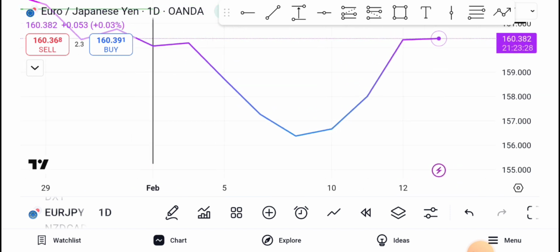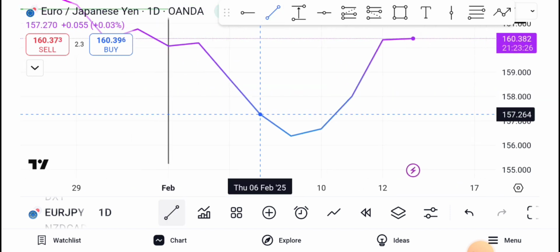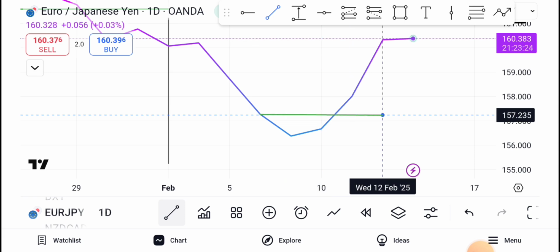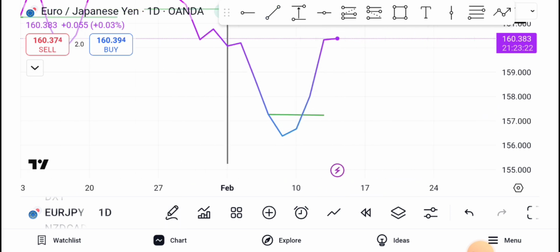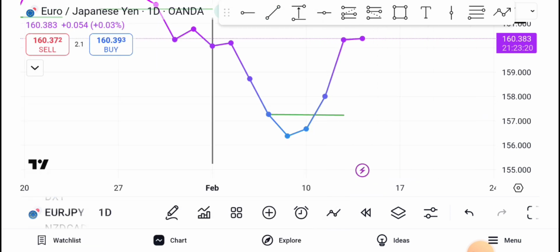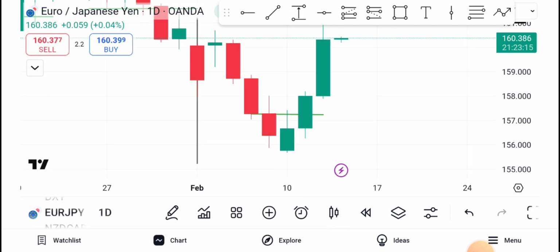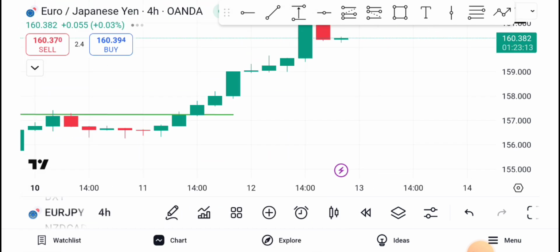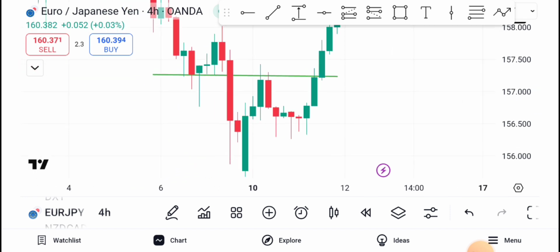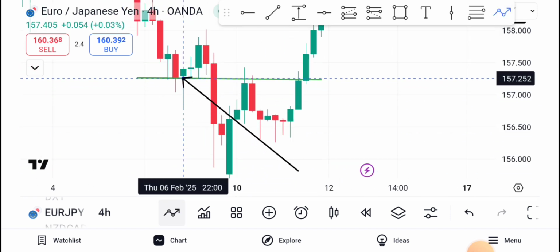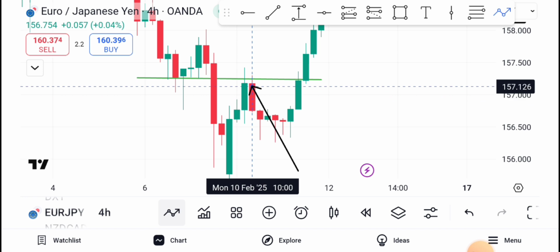Sometimes you need to expand it like this to see the curves. So this one would have been a curve here. You see how if it were to be like this, you wouldn't see it. That's why sometimes I use the line with markers to see the curves properly. So let me go to the 4-hour time frame to show you how the curve would have reacted. You see, so this would have been my curve. This would have been my retest.